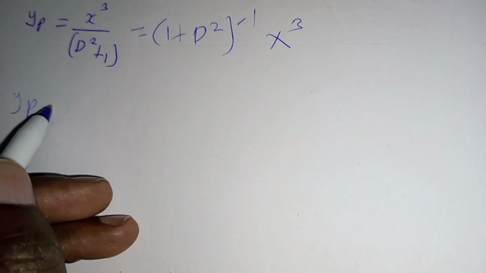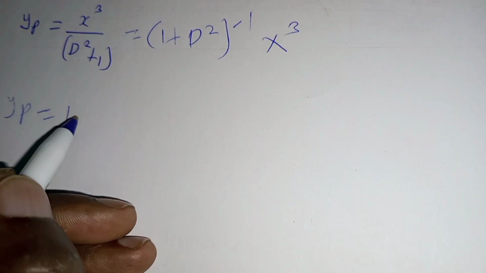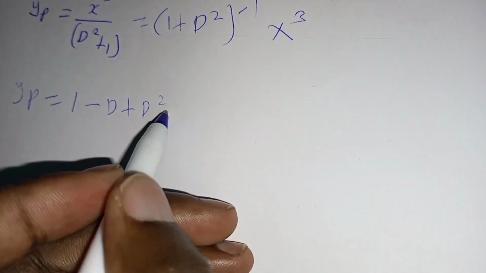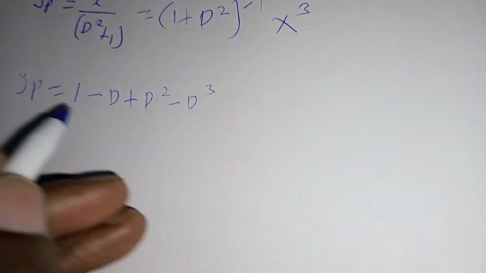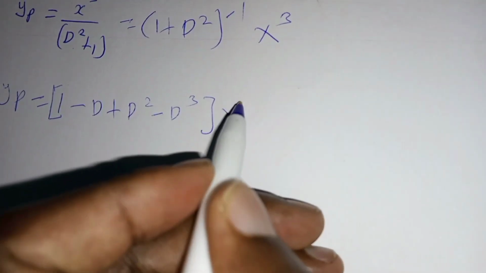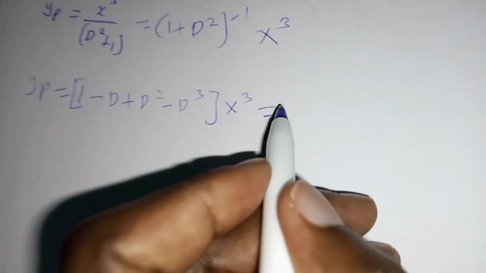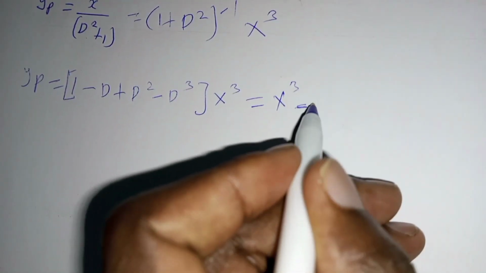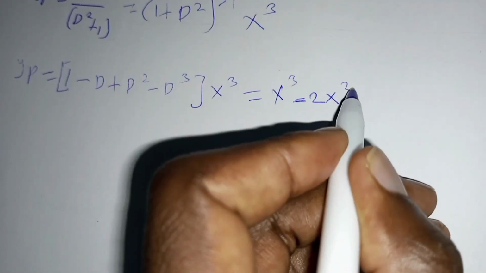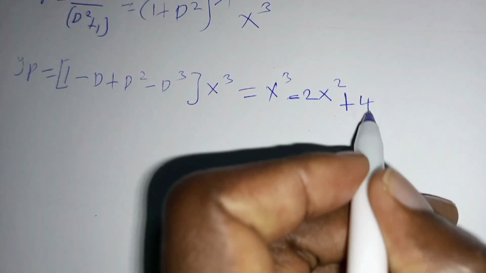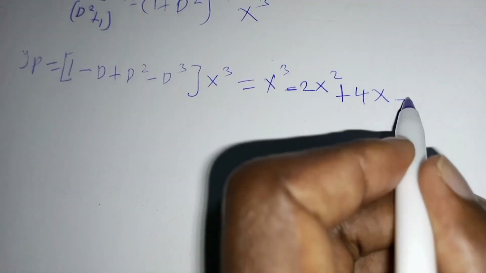And by now we find out that yp is equal to (1 minus D squared plus D to the fourth minus D to the sixth and so on) times x cubed. We substitute x cubed into this, whereby we will get x cubed minus 6x.